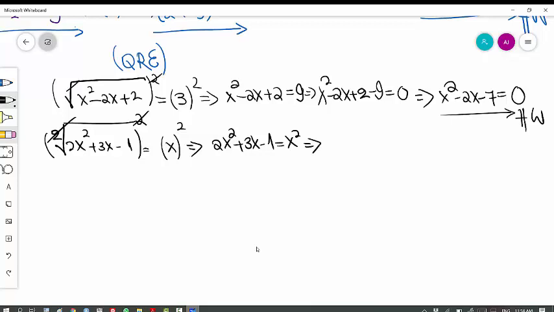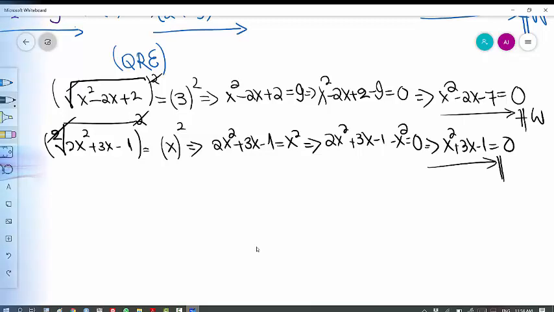In order to transform this quadratic equation into general form, I take x squared to the other side. 2x squared plus 3x minus 1, this x squared to the other side is minus x squared, is equal to 0. The 2x squared minus x squared is x squared plus 3x minus 1 is equal to 0. This is a quadratic equation, the solution of which I give as homework.